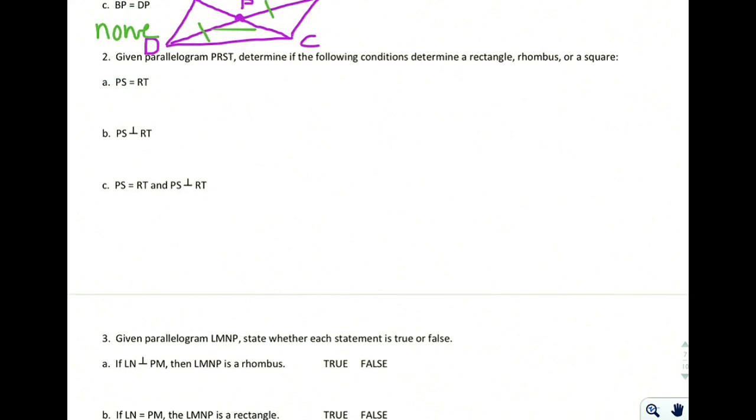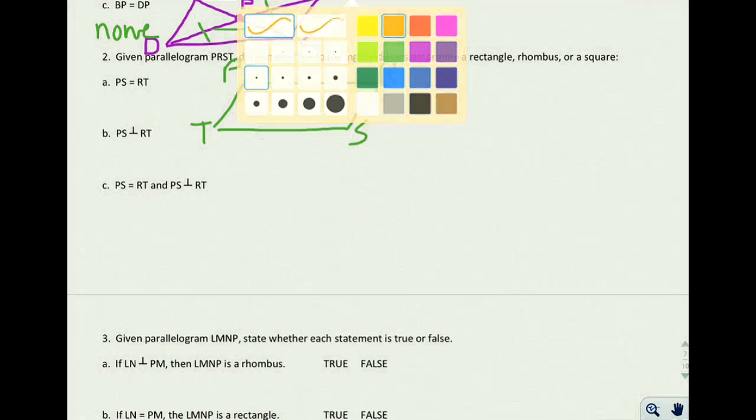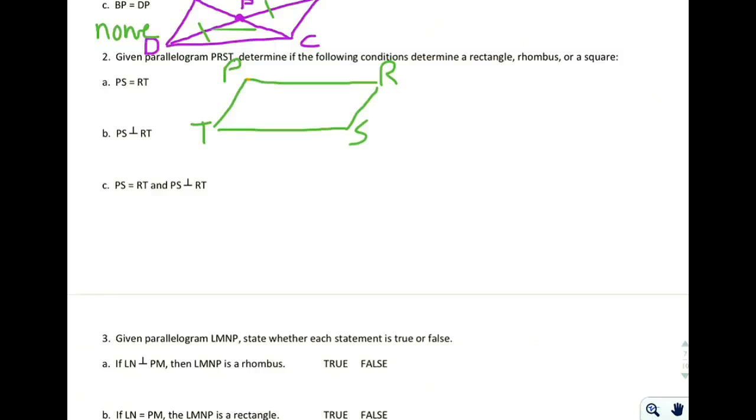Down below, similar type of thing. Given parallelogram PRST, determine if the following conditions determine a rectangle, rhombus, or a square. Let's draw ourselves a new parallelogram here, PRST. Label that around the outside again. And we are now told that PS is equal to RT in the first one. So PS equal to RT.